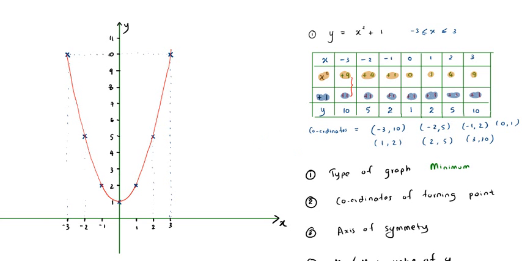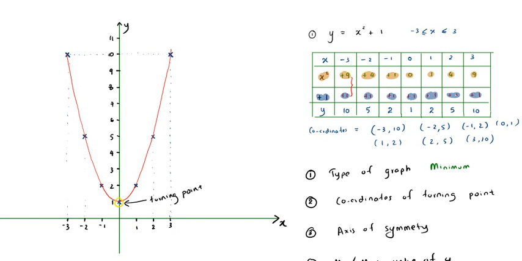Coordinates of turning point, children. So turning point is what? The place where it turns. Can you see this is the turning point? So what's the turning point coordinate? Look at the coordinate here, children. The x coordinate is 0, the y coordinate is 1. So the turning point coordinate is (0, 1).